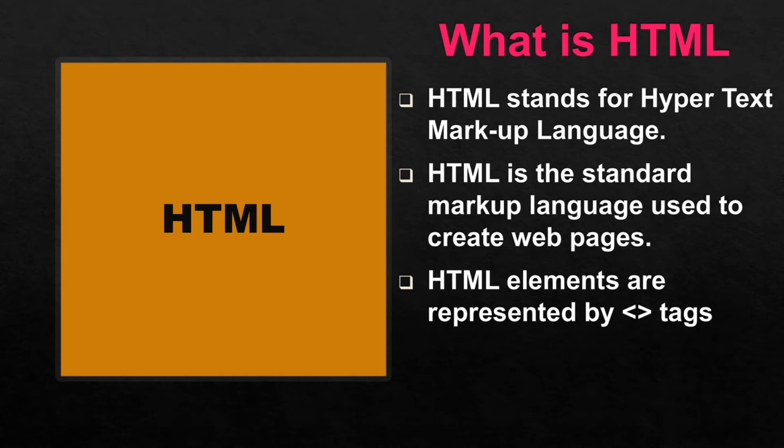And where do we write HTML codes? On Notepad. And what is the extension of HTML? .html. To save the document on Notepad, we have to use the .html extension so that it can be opened on a web browser.